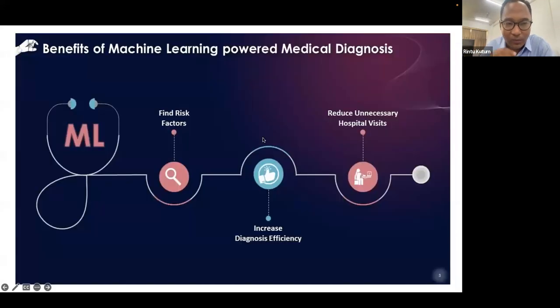The benefits that machine learning brings to medical diagnosis are that you can start finding risk factors, it allows us to diagnose more effectively, and it also reduces unnecessary hospital visits, so that the transactions become more swift.